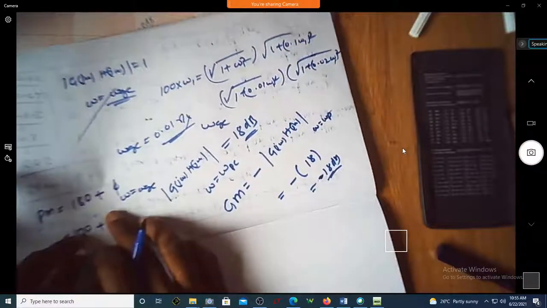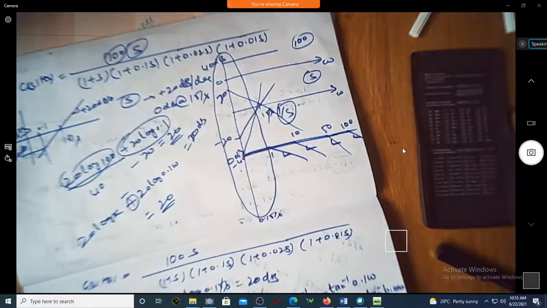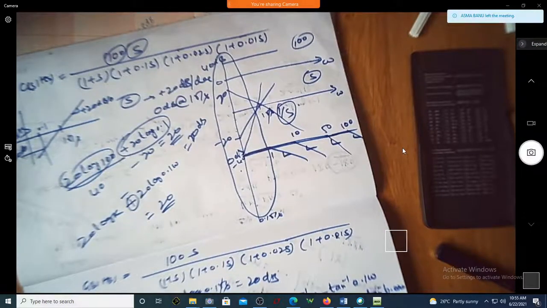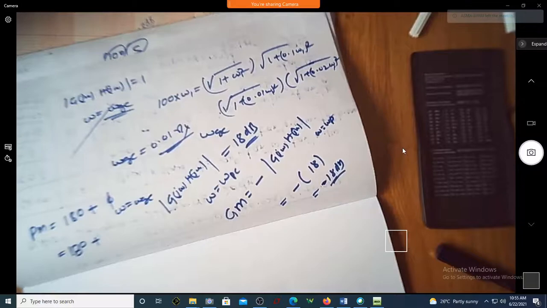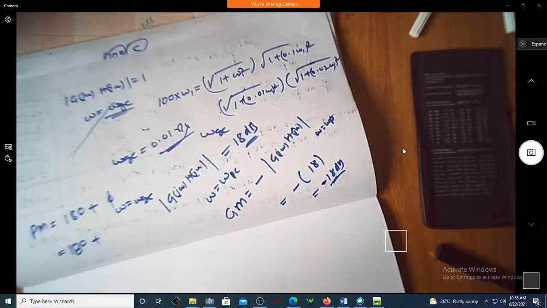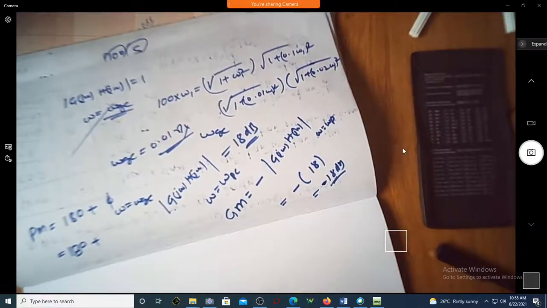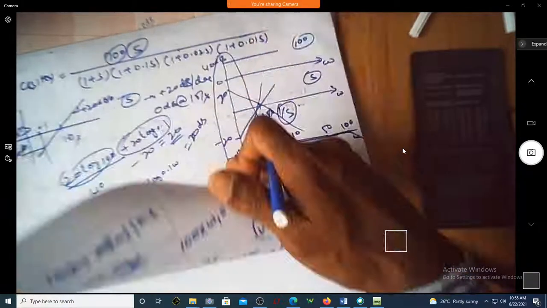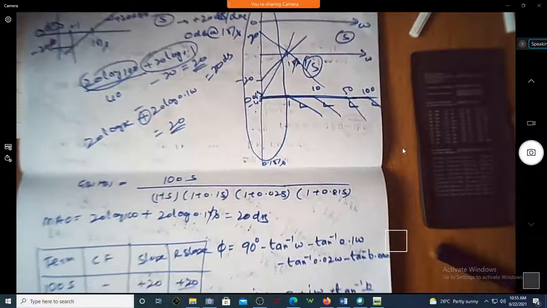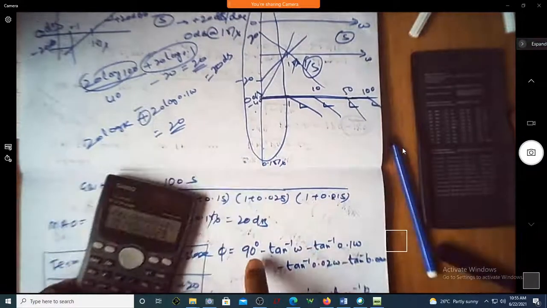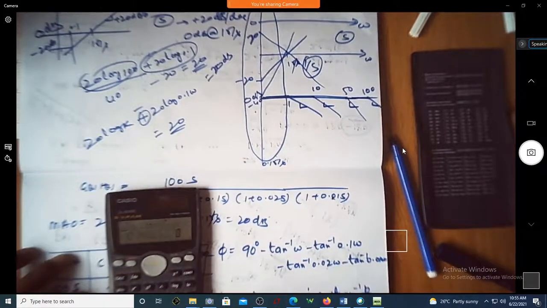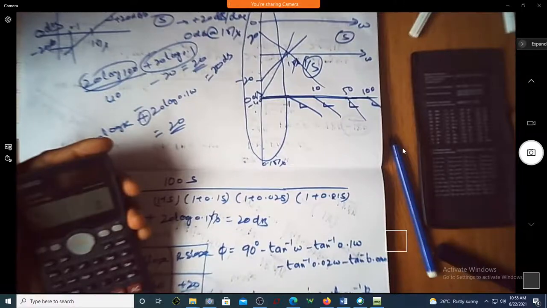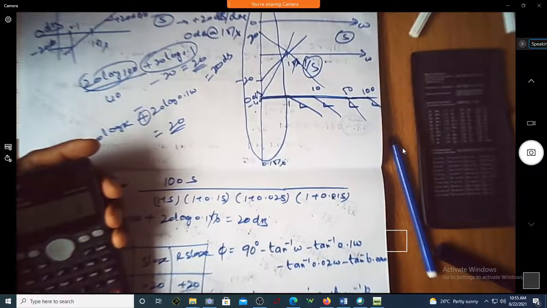How much is phase? It has to be more than minus 180. It is 2.7. Huh? 2.74. Oh, come on. This is 90. How come it is 2.7? Take out that 90. Okay, 180 also.